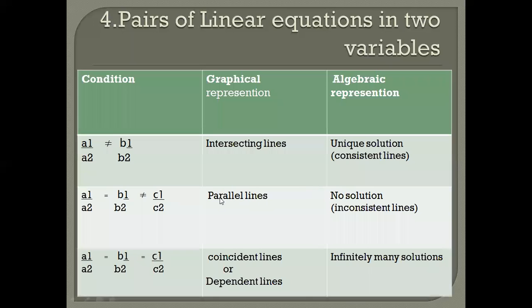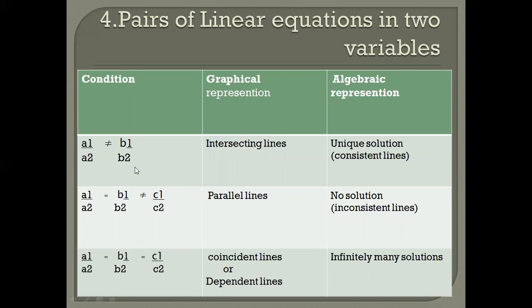Now move on to the table here. See children, a very, very important table for the objective part, and even 1 mark and half mark questions will be based on this table. See the condition. Suppose there are two equations: a1x plus b1y plus c1 equals 0, and a2x plus b2y plus c2 equals 0. These are the two linear equations in two variables.